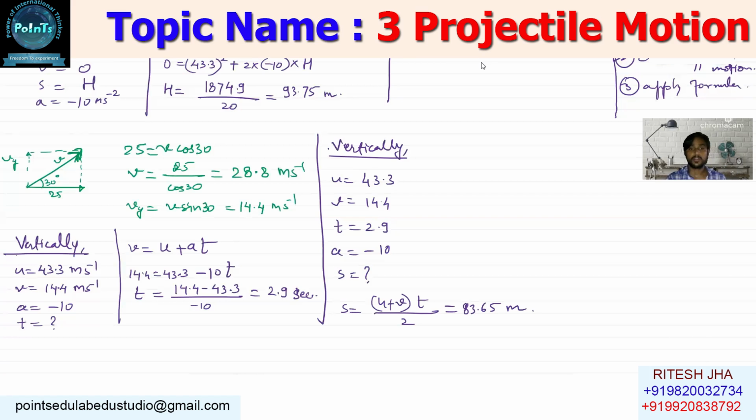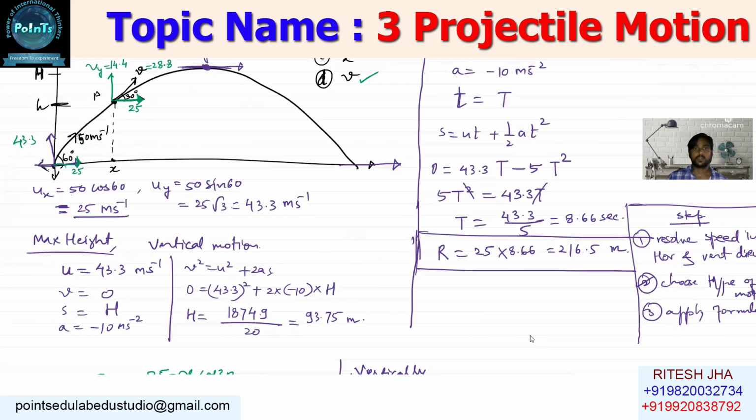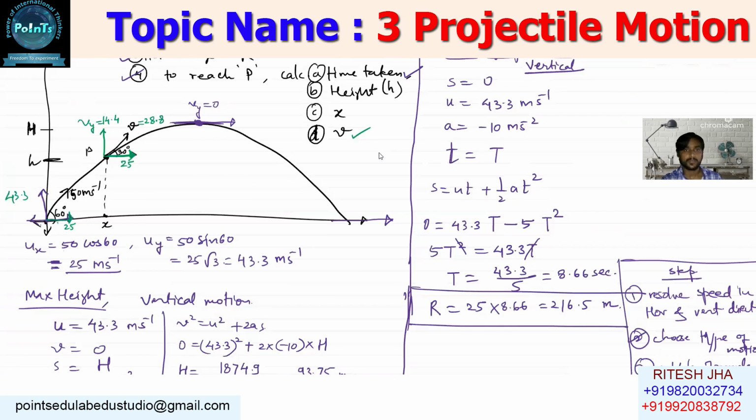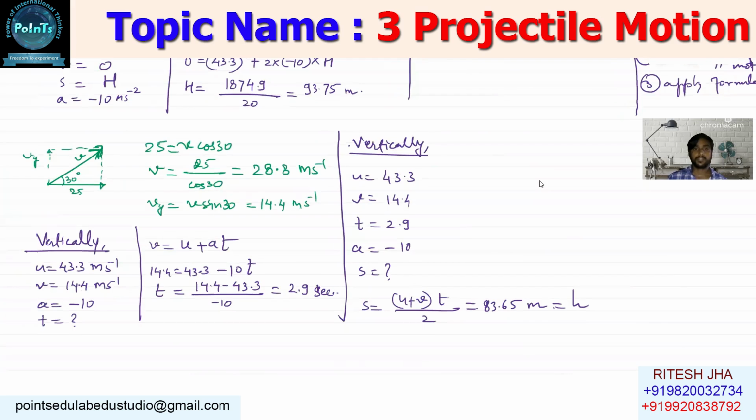Now, if you want from initial to P, we want the x also, the horizontal distance covered in that. We got the height also, that is 83 point something. Then we have to calculate x. So x is the horizontal motion, isn't it? So we will be considering the motion horizontally.